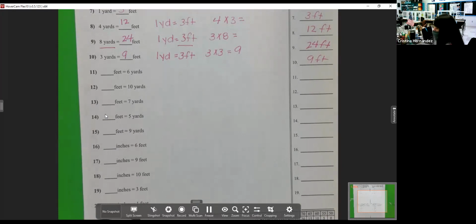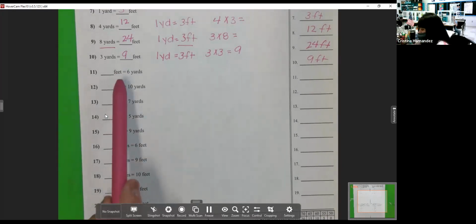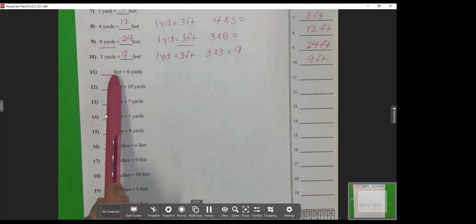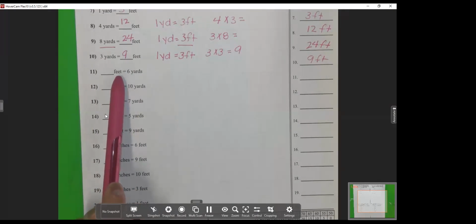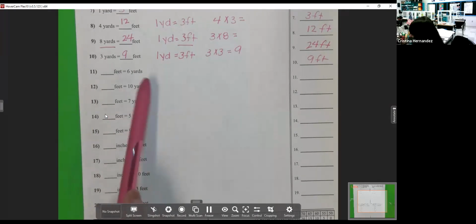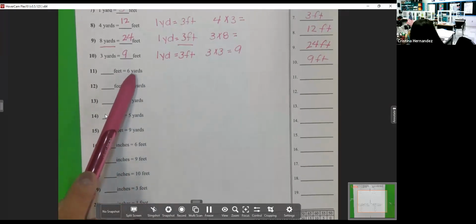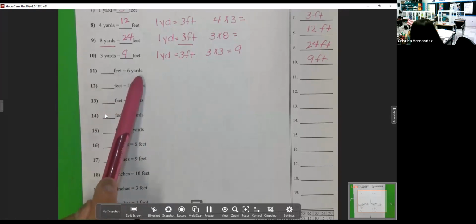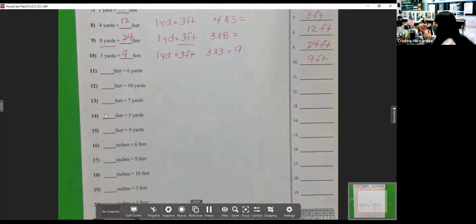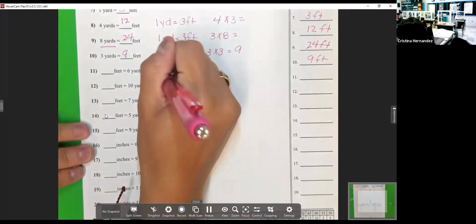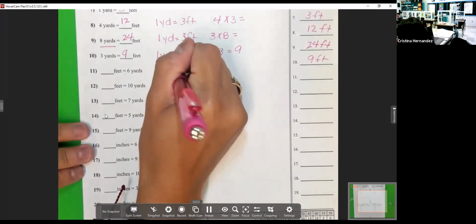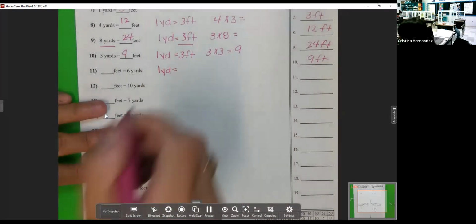Okay, so now we're converting what to what in this problem? We already did inches. Right here, feet. Feet to what? 6 feet to yard. So how many feet are in 1 yard? 1 yard equals how many feet? 3.